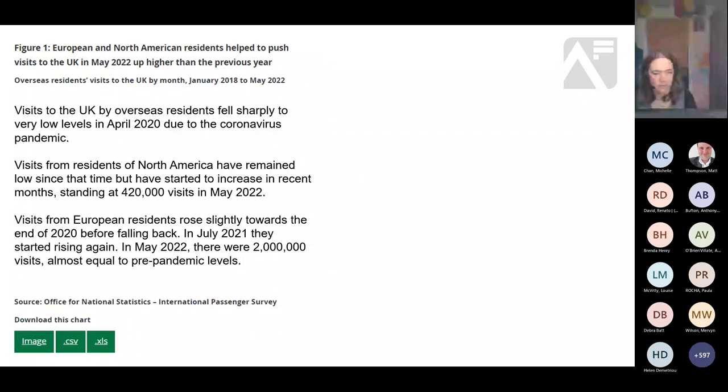The alt text I've suggested is: visits to the UK by overseas residents fell sharply to very low levels in April 2020 due to the coronavirus pandemic. Visits from residents of North America have remained low since that time, but have started to increase in recent months, standing at 420,000 visits in May 2022. Visits from European residents rose slightly towards the end of 2020 before falling back. In July 2021, they started rising again. In May 2022, there were 2 million visits, almost equal to pre-pandemic levels.